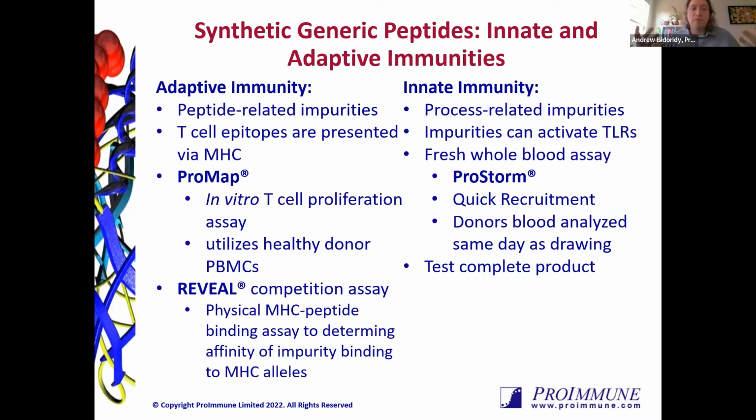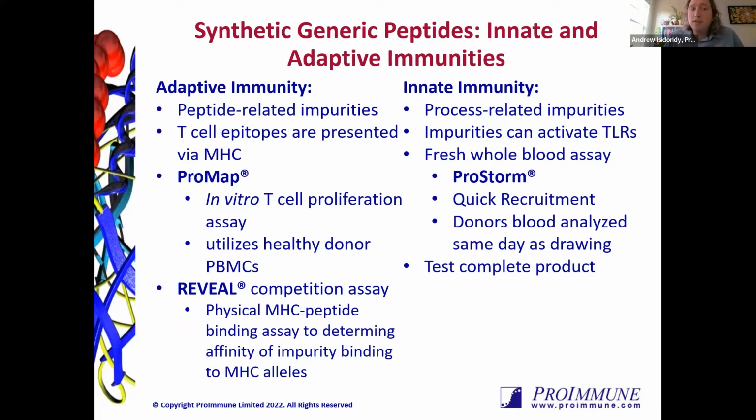This is a field that's been very rapidly growing and changing in the past 12 to 15 months. As that's been changing, there are really two main immunogenicity focuses, the adaptive and the innate side. When we're talking about adaptive immunogenicity, we're focused on peptide-related impurities. When we're talking about innate immunogenicity, we're focusing on process-related impurities.